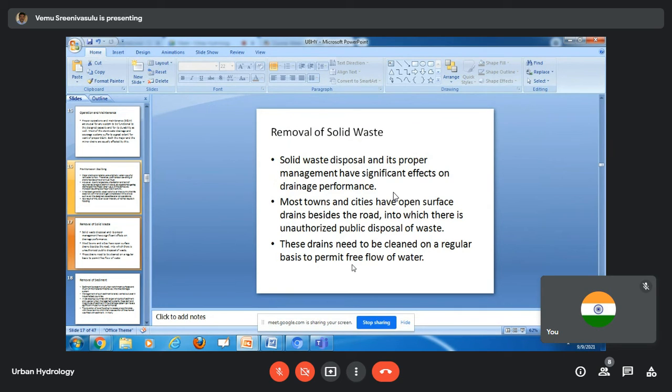Law and order should be maintained properly. If anybody dumps their domestic waste on the road, he should be punished. Some penalty should be there. At the same time, there should be some designated locations where they can dispose their solid waste, right? So all these things are interconnected, then only the city will have a proper drainage system.